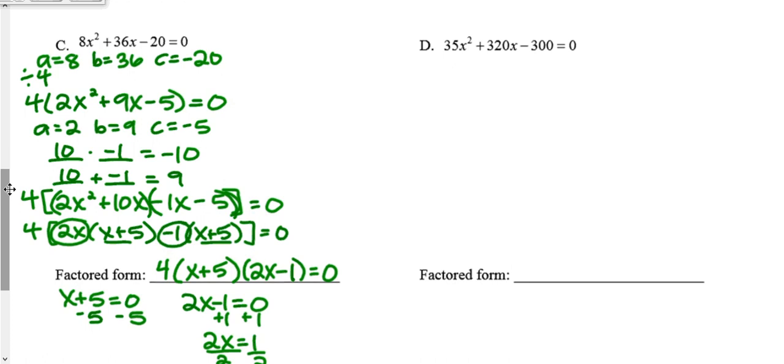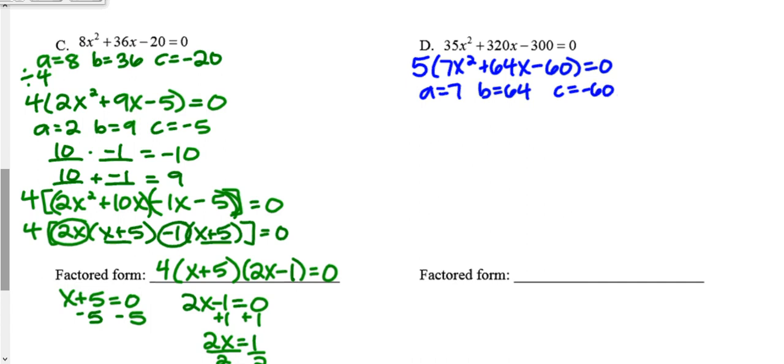All right, taking a look at this last one on your notes. Looking at A, B, and C, we're just going to try to streamline this a little bit so that we don't have to keep writing out A, B, and C. All of those numbers are divisible by 5, I think is the biggest number they're all divisible by. So we would have a 5 on the outside, 7x squared plus 64x, and that would be minus 60. So your new A, B, and C: A is 7, B is 64, and C is -60.